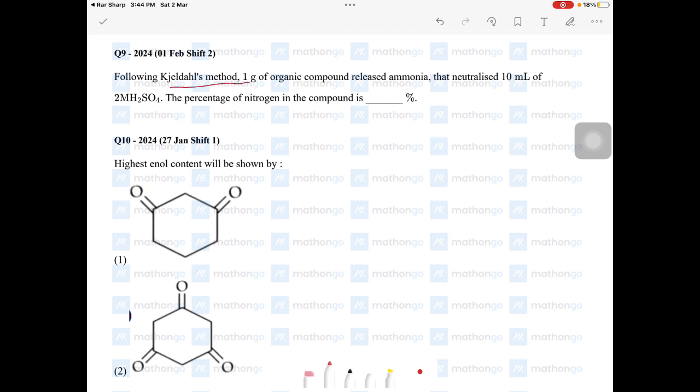Next, following Kjeldahl's method, 1 gram of organic compound released ammonia that neutralized 10 ml of 2 molar H2SO4. The percentage of nitrogen in the compound is. Percentage of nitrogen is equal to normality of acid into 1.4 multiplied by volume of acid used divided by mass of organic compound.